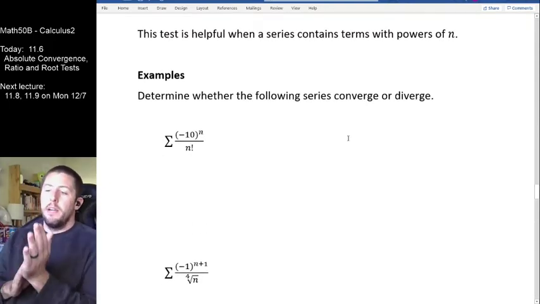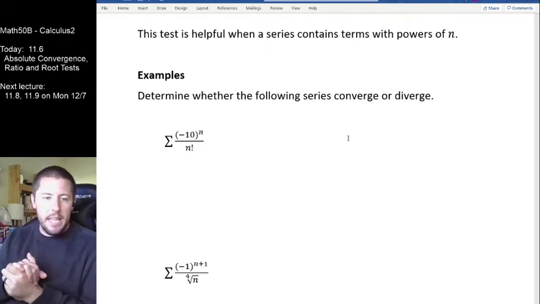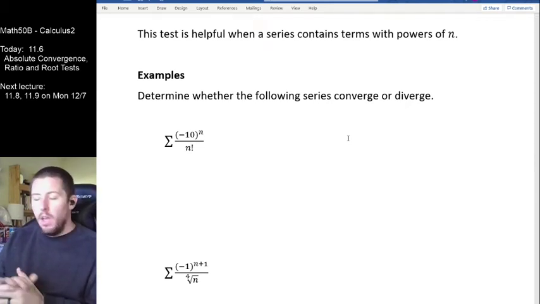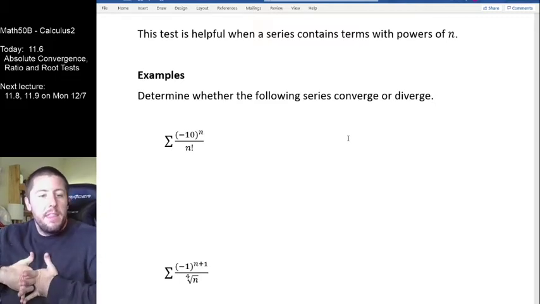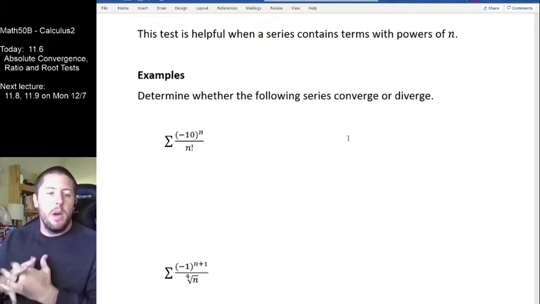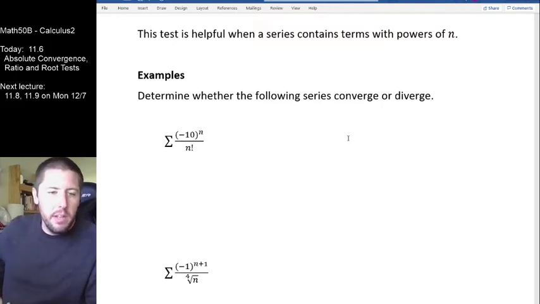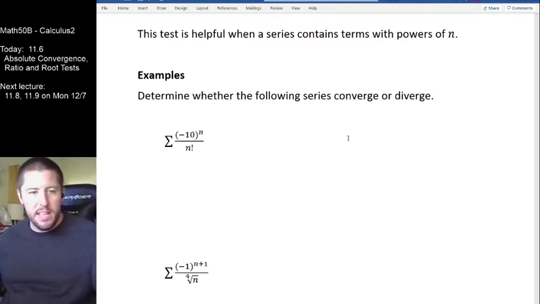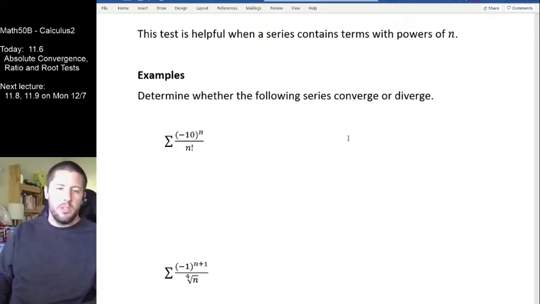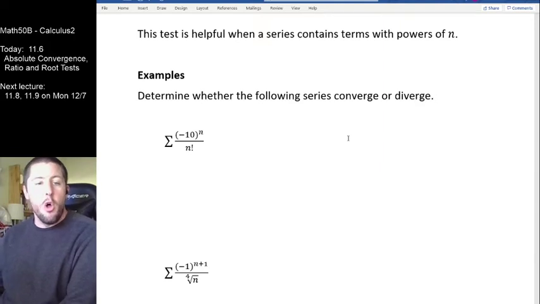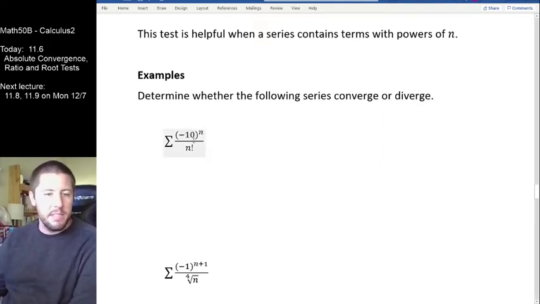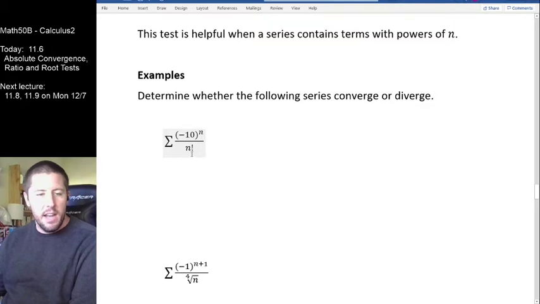So, the first one that I'm seeing here is the series of negative 10 to the n over n factorial. The thing that's jumping out at me is that we are only dealing with exponentiation in the numerator and multiplication in the denominator. Remember that n factorial is n times n minus 1 times n minus 2 all the way down to 1, the product of all integers up through n. So in a sense, this is really just a whole bunch of multiplication: negative 10 times itself n times, and a product of n terms, 1 through n.